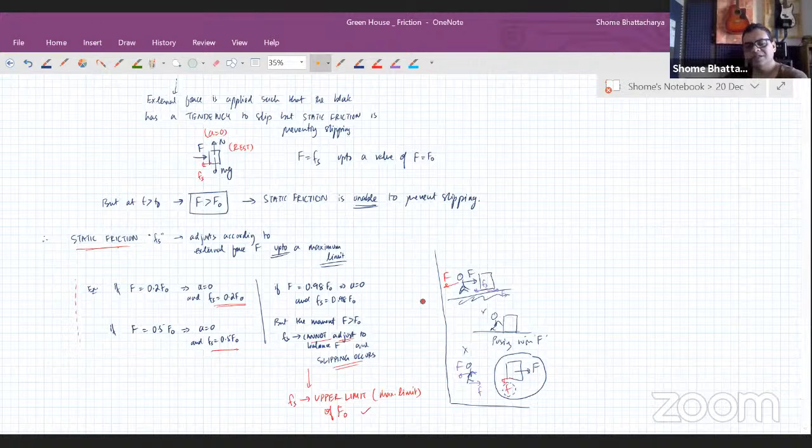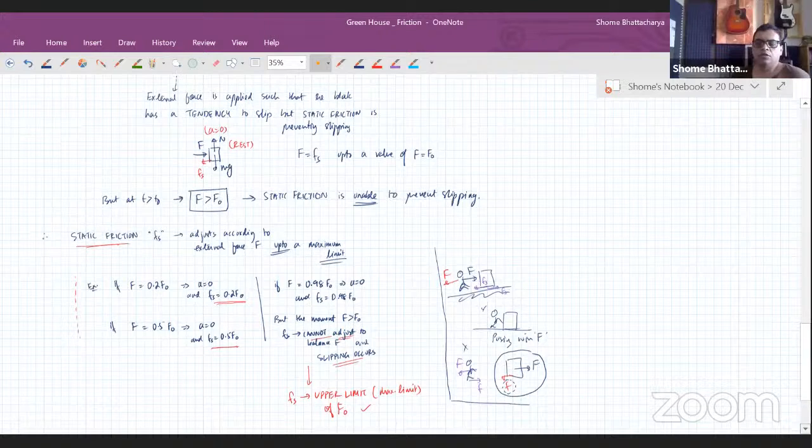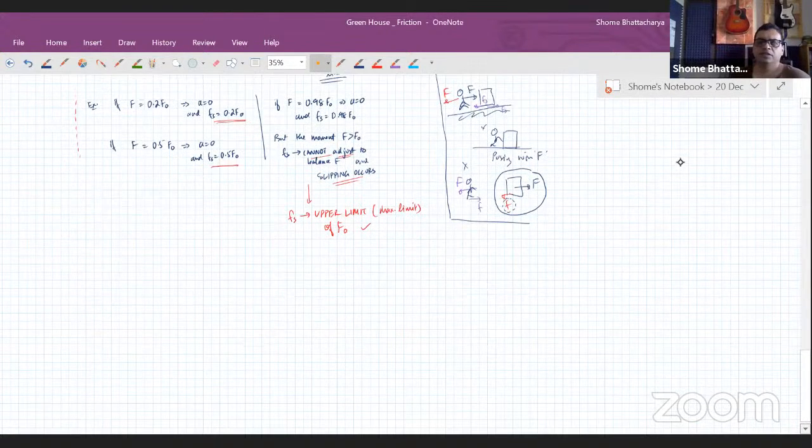So for any value of external force less than F naught, what is happening? My static friction is balancing the external force. It is adjusting itself according to the external force. But the moment my external force exceeds that limit F naught, the static friction cannot do this process. It cannot adjust accordingly. Okay, so there is a special name that we give to this upper limit, and that is called limiting friction.